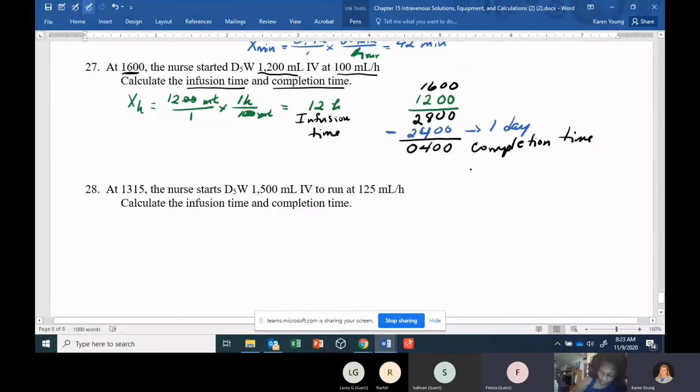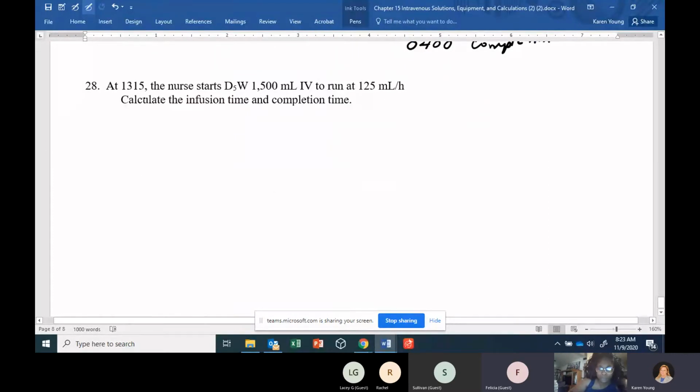Okay. Let's look at 28. It's the same type of thing. It starts at 1315. We have 1500 milliliters to run at 125 milliliters per hour. So I want the infusion time and the completion time. I'm going to give you all a few minutes to work this one.